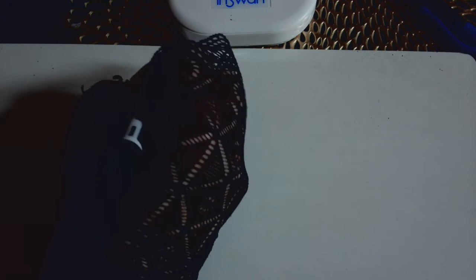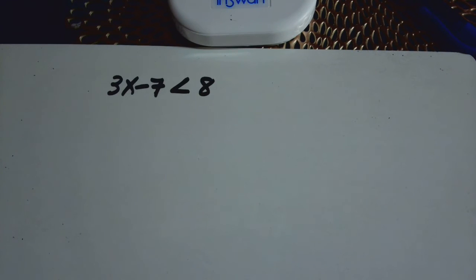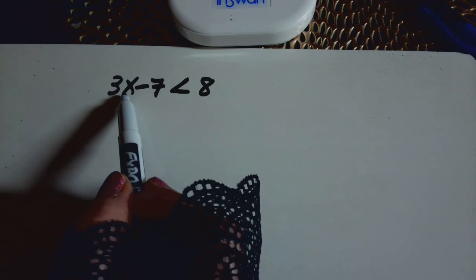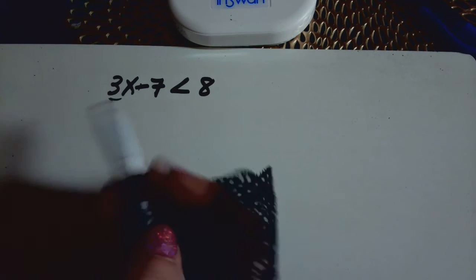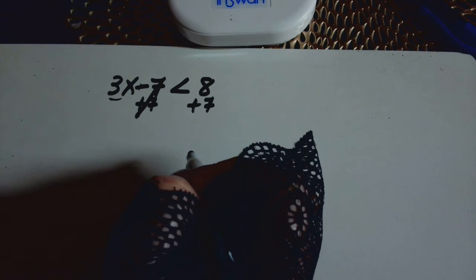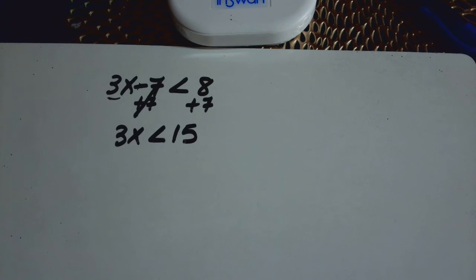The first type, 3x minus 7 is less than 8. Okay? So remember, the last thing you're going to do is deal with this x. So you get rid of everything else that is not with the x first. So I've got a minus 7. I'm going to add 7. That means I have to add 7 to this side. So this is gone because minus 7 and adding 7 is going to give you a 0, right? So 3x is less than 8 plus 7 is 15.